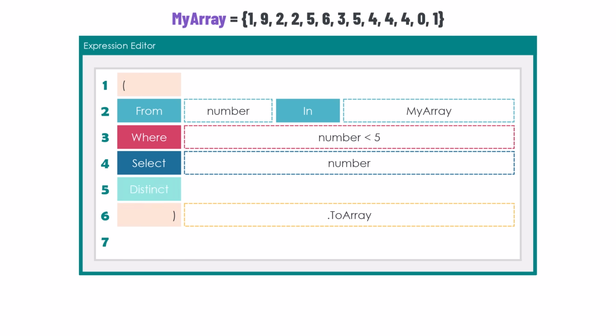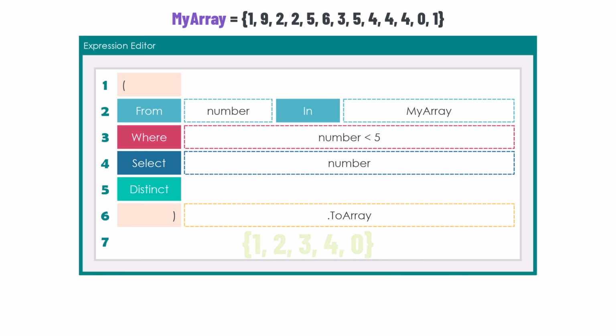For that I can use distinct clause as follows. As you see, I didn't write anything else with the clause, only distinct. In this case, I will get the following array as output, which contains the following numbers that are smaller than 5. Now each number appears only once in the output array.